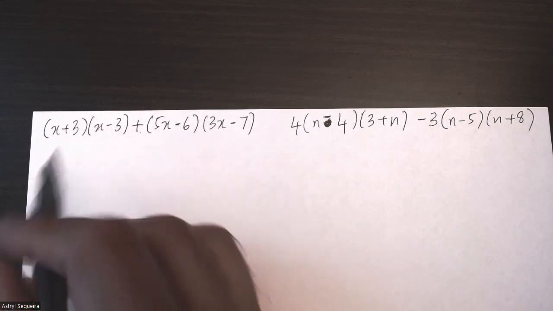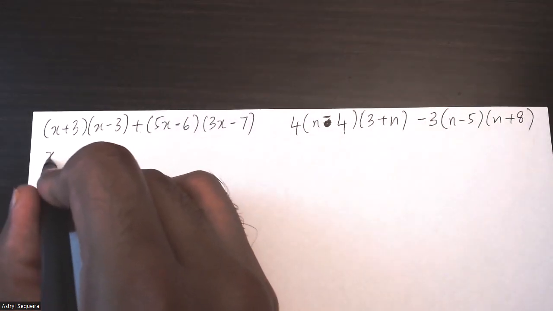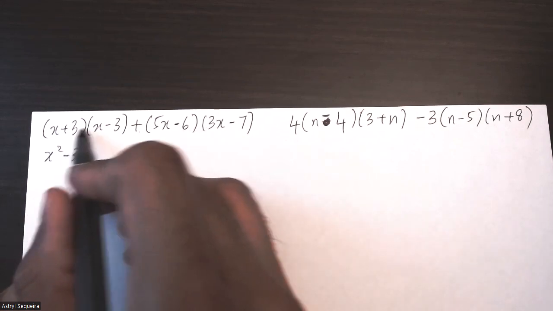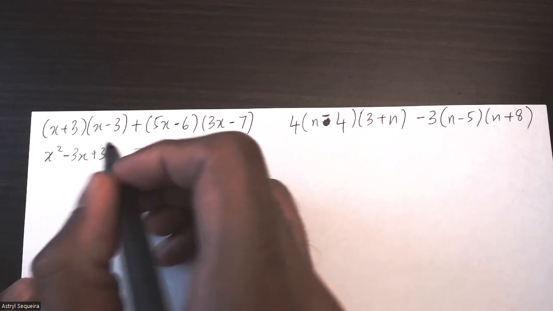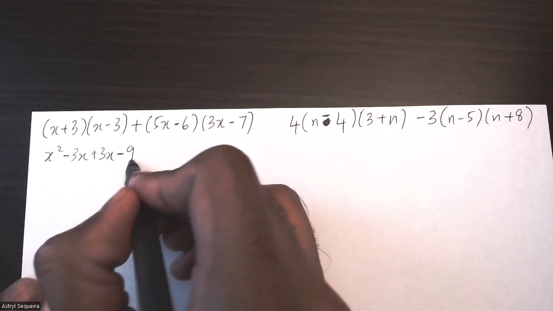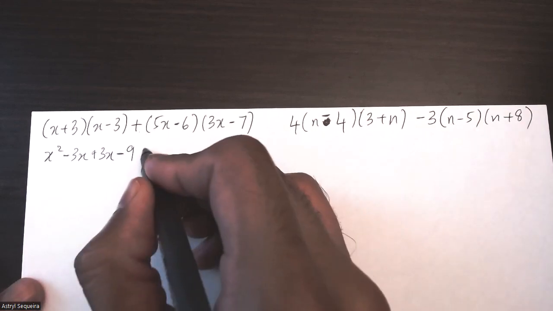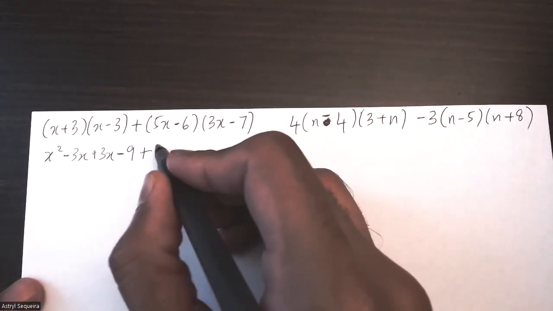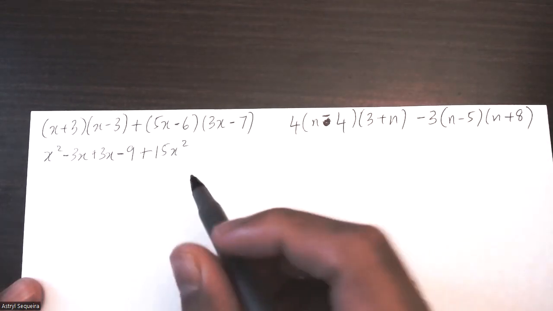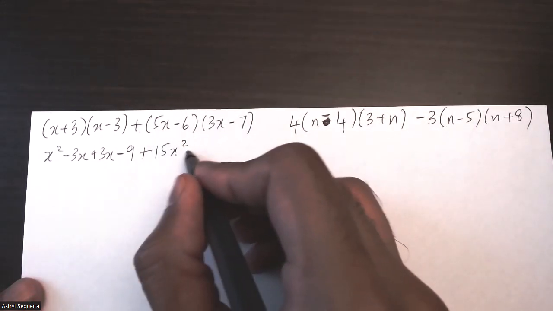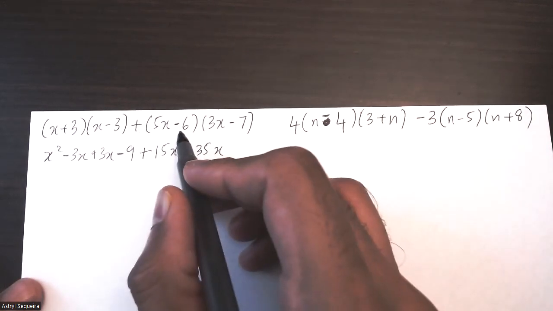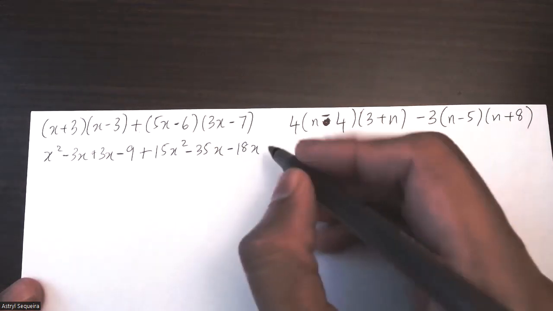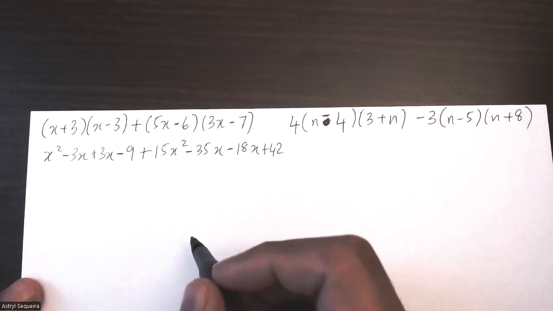I'm going to start by foiling out these two brackets. So x times x is x squared. X times negative 3 is negative 3x. 3 times x is plus 3x. And 3 times negative 3 is negative 9. I'll put the plus sign here and I'll FOIL out these two brackets. So 5x times 3x is 15x squared. 5x times negative 7 is negative 35x. Negative 6 times 3x is negative 18x. Negative 6 times negative 7 is positive 42.